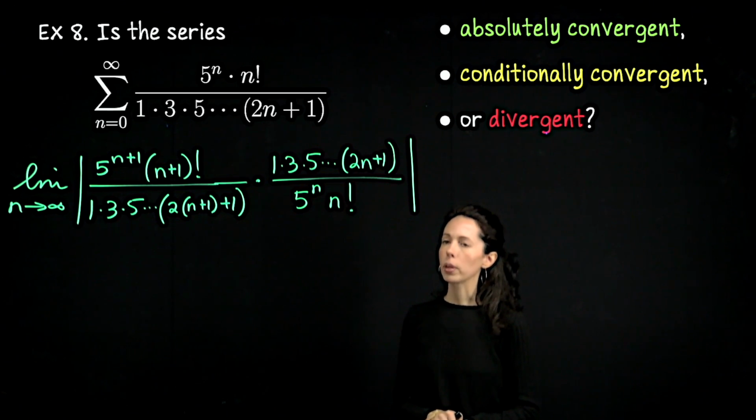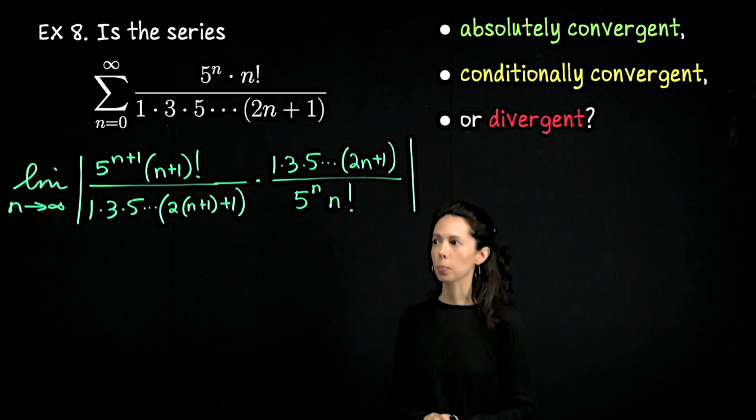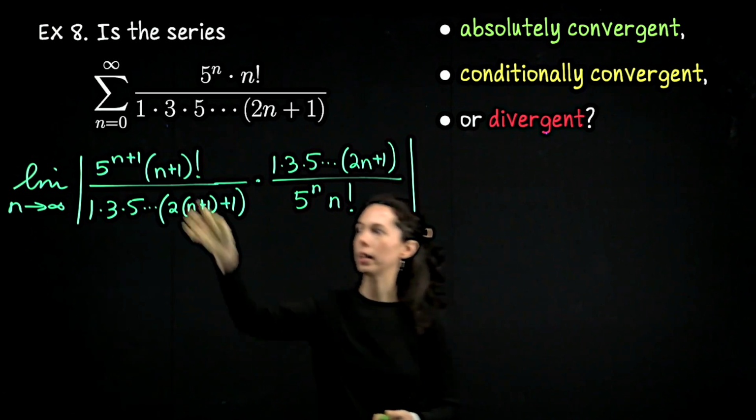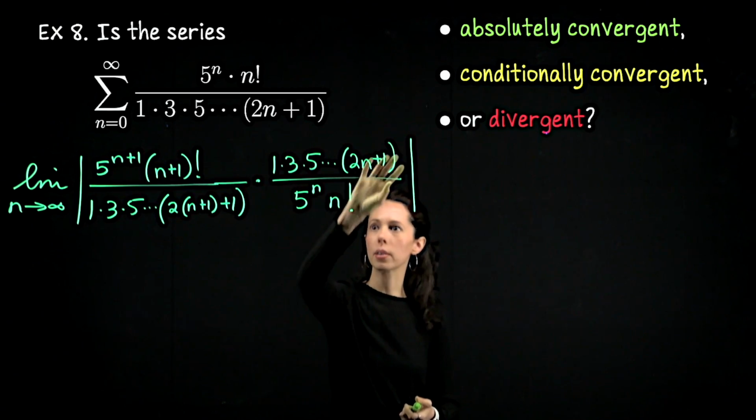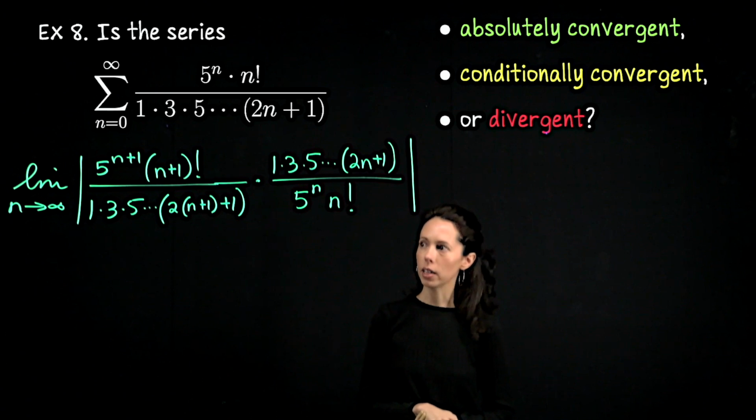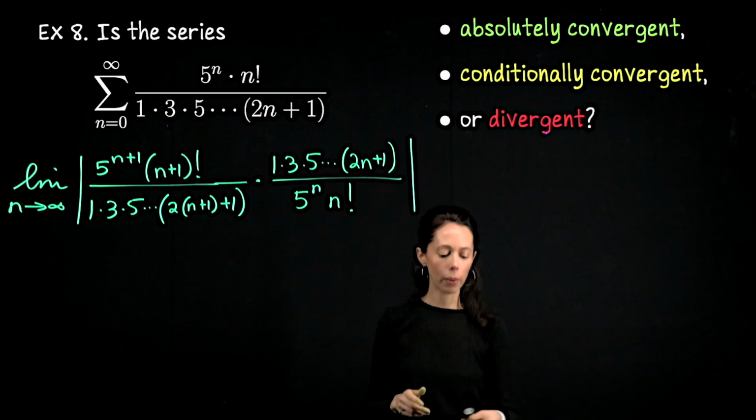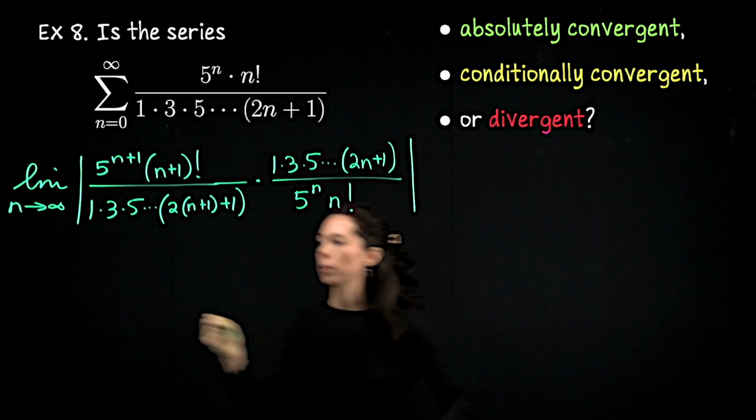So on the next line, I'm going to drop the absolute values, and I'm going to start pairing up like expressions here. We really have 3 groups. We have the 5 powers, we have the factorials, and then we have this product of odd integers. So I'm going to pair them up, and as I do so, I'll try to rewrite things in a way which is more convenient. So let me come down here.